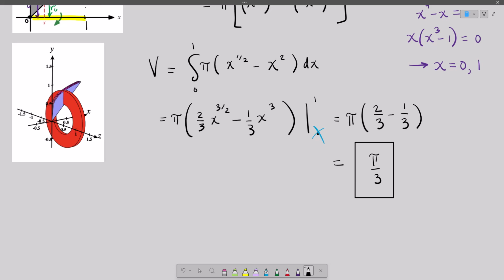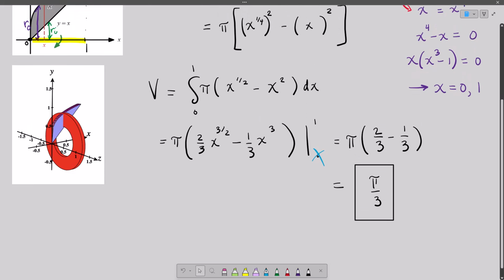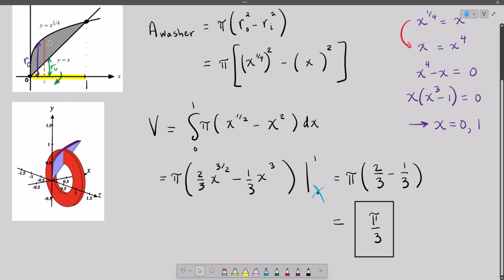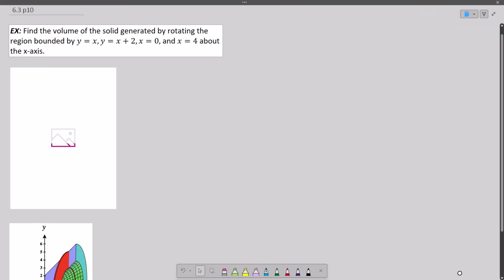Any questions? So the only difference here is that we have a slightly different cross-sectional area, finding the area of a washer instead of the area of a disk. Let's take a look at another one.